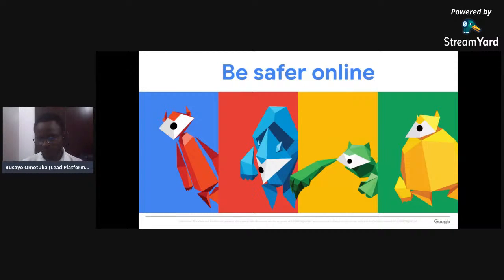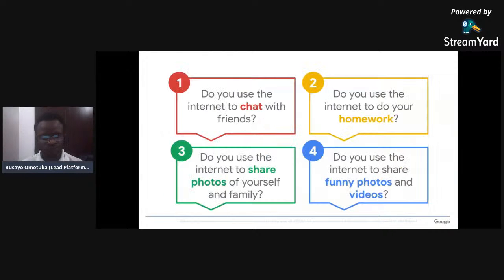As well, having said that, you can ask them some questions like, do they use the internet to chat with their friends? Do they use the internet to do homework? Or do they use the internet to share photos of friends and family? Or the last one, do they use the internet to share funny photos and videos? So with these two techniques, believe me, the students will come into the workshop, and they'll be ready to listen.